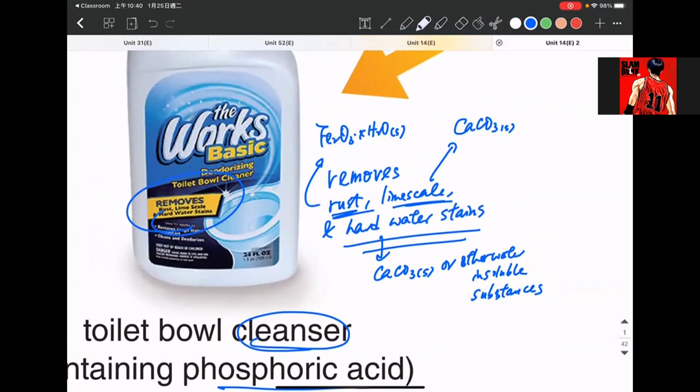So wait a minute, Mr. Chin, how come I would specifically use this chemical to clean the toilet bowl? And what happens to the toilet bowl? Now, do you know what the flushing water is? Do you know where the flushing water comes from? Is it from fresh water or seawater?